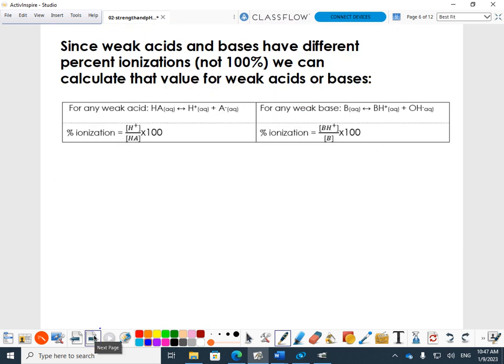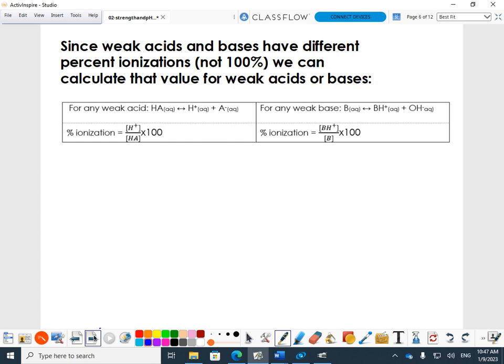Okay, so the first calculation we're going to do is percent ionization. So far in the notes, and even in grade 11, it said about 1%. We don't want to do that anymore. We want to be exact. So you can calculate percent ionization, and just like always, it should be less than 100, and in our case here, way less than 100.